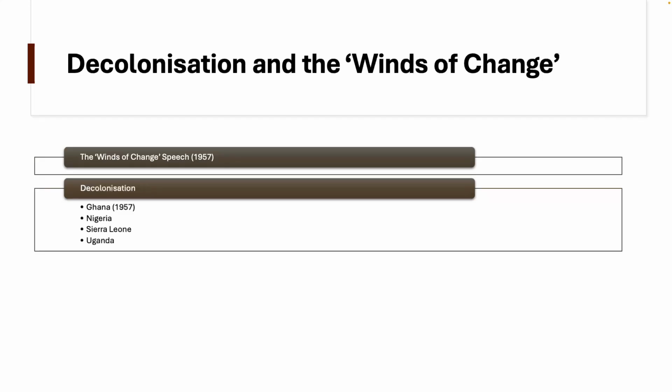In 1957, Ghana was the first African colony to achieve its independence, setting a precedent for the rest of the continent. Other African nations followed in the 1960s: Nigeria, Sierra Leone, and Uganda. Kenya gained its independence in 1963 following the brutal Mau Mau uprising and the subsequent negotiations as a result.